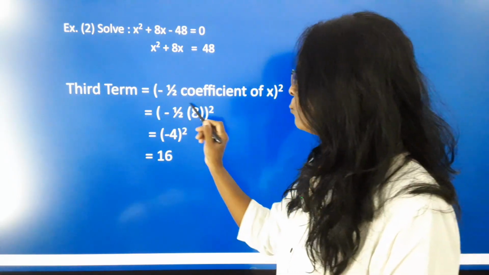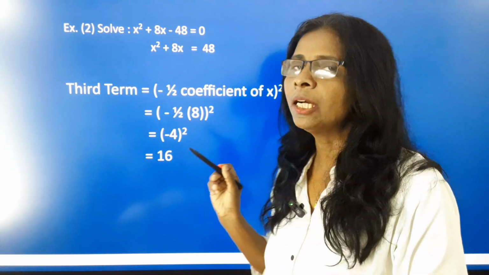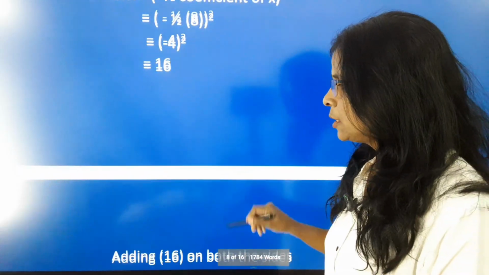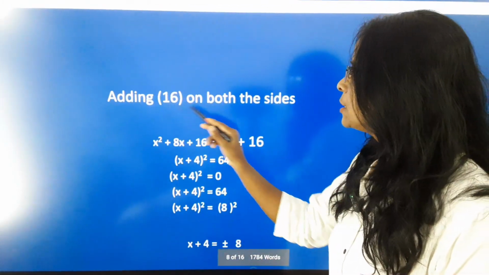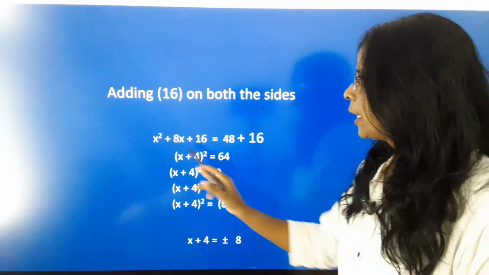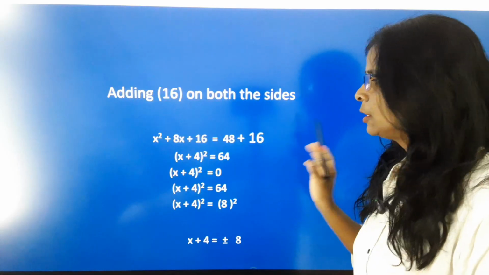So now by calculating we get 4, and the square of 4 will be 16. So our third term is 16. Now add this 16 on both sides of the equation. So here x square plus 8x plus 16 is equal to 48 plus 16.